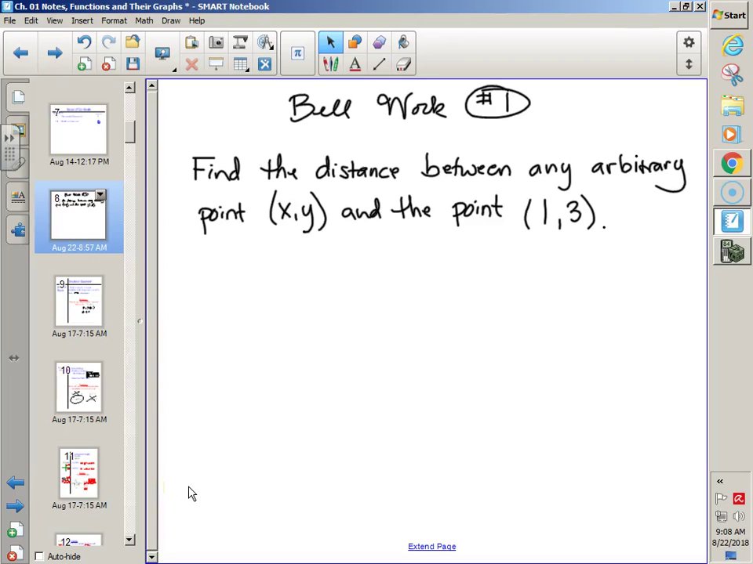So since there's no homework assignment, we had a bell work instead. Doesn't mean we'll always have it that way, but sometimes.